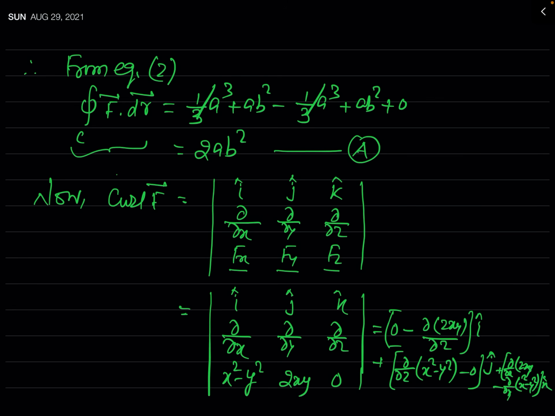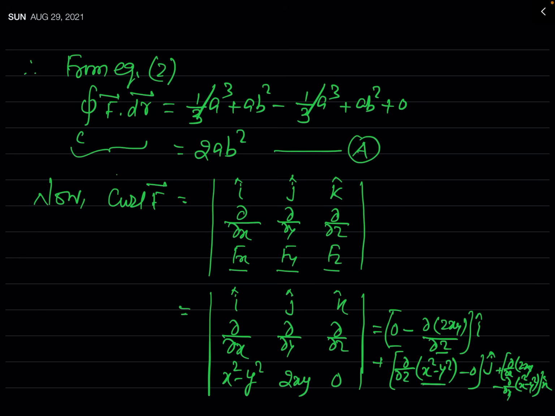So now you can see the first term will be 0, because here we are taking the partial derivative, and here we have to differentiate partially xy with respect to z. But since x and y both are completely independent of z, this term will be 0. Again in the second term we have to take the partial derivative of x square minus y square with respect to z. That will also be 0, because x and y both are independent of z.